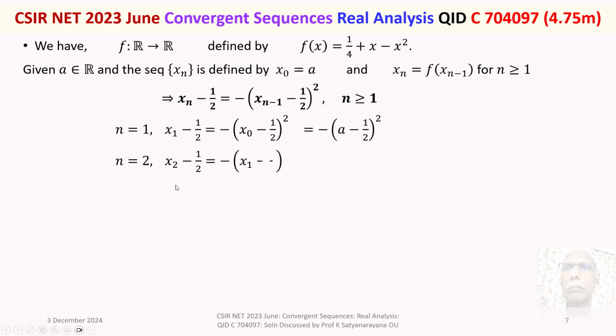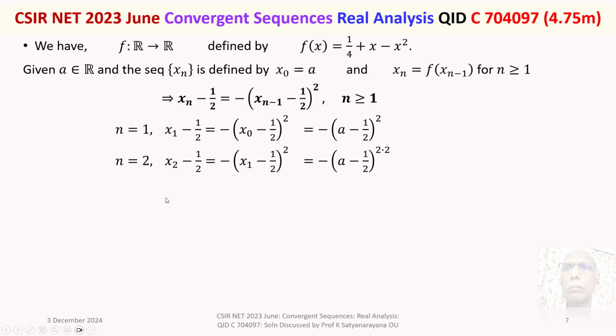For n is equal to 2, x2 minus 1 by 2 is equal to minus x1 minus half square. But in the above, x1 minus 1 by 2 is equal to minus a minus 1 by 2 whole square. Now it is squared again, so it will be equal to minus a minus 1 by 2 to the power of 2 into 2, that is, 2 square, and again squared.